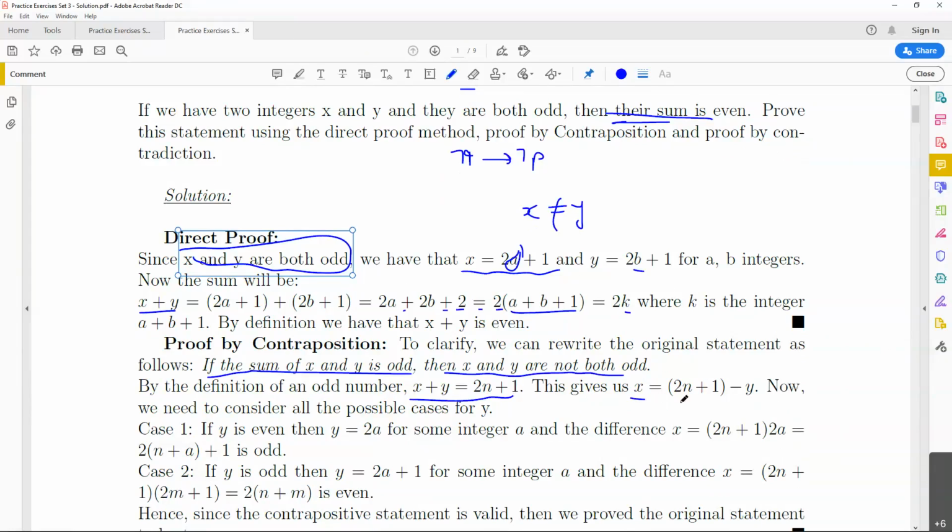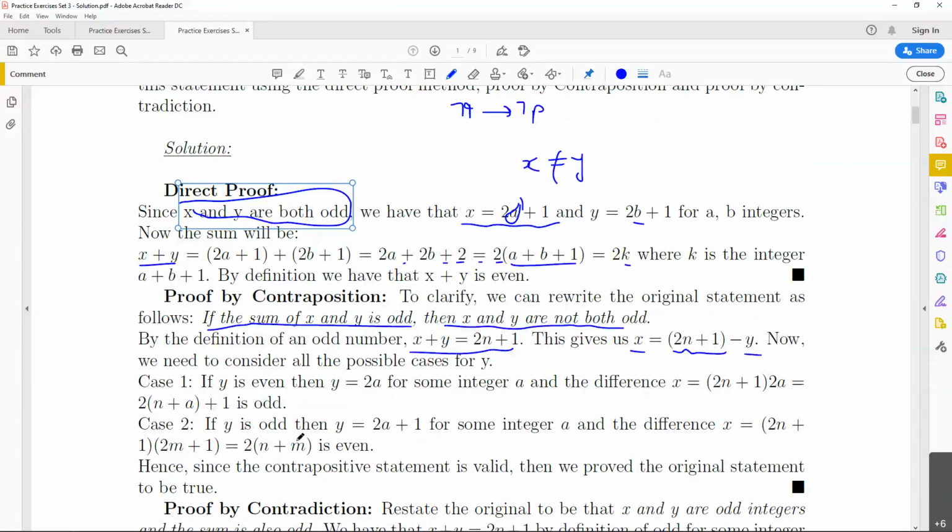So let's say x is the sum minus y. Two cases. For y, if y is even, so y is 2 times something, then the difference is going to be x equals 2n plus 1 minus 2a. We take 2 in common, so it's 2 times (n minus a). There's just a spelling mistake: it should be x is 2n plus 1 minus 2a, which is 2 times (n minus a) plus 1. So if y is even, then we get that x is odd. So for this case, it's fine.